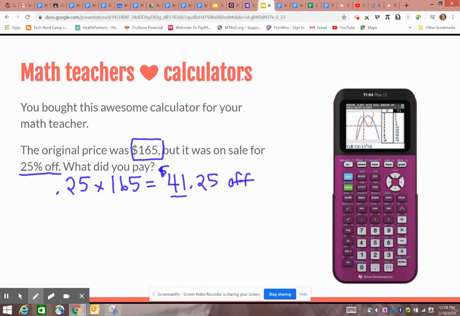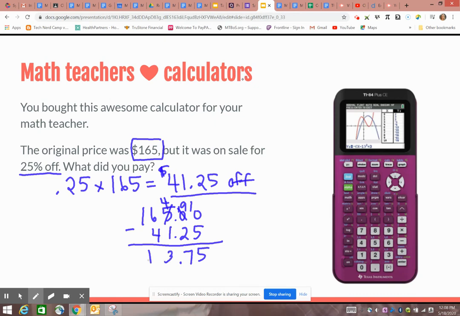So now that we have our discount amount, we can go ahead and figure out what we have left to pay. So I'm going to take my original amount, $165, and subtract my $41.25, add my decimal, line up my zeros. Again, you could use your calculator here if you wish. Maybe it's just easier to go ahead and do your subtraction. So I get a total sale price, or what I paid, was $123.75. Okay, great. Thanks for working hard.